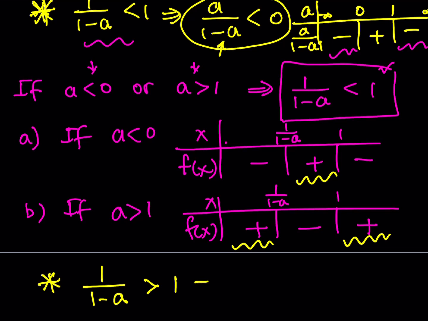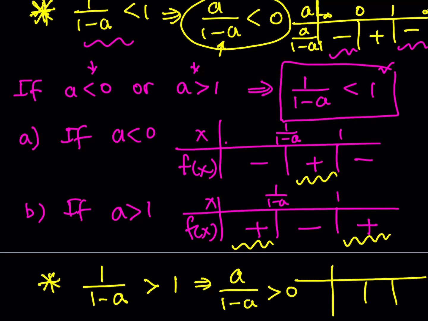Now, if this is true, then let's see what happens. Obviously, you're going to be getting the same type of inequality, but this time, instead of being less than 0, it's going to be greater than 0. And you're going to make a table, just like before, just like this one here. Look at that.